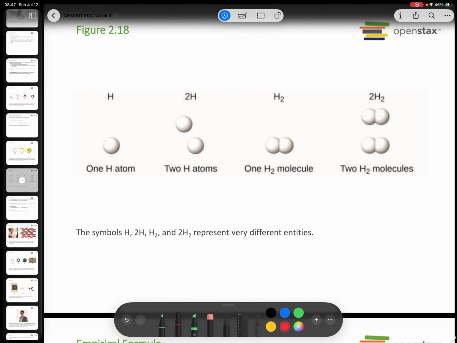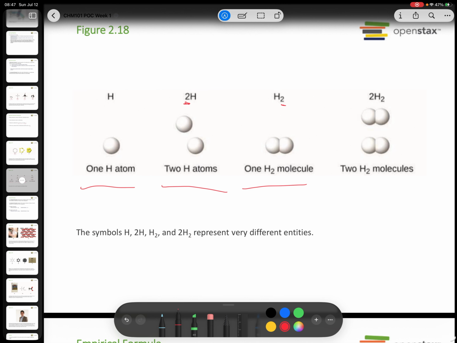Okay. So this slide is very important for symbols and formulas. H means one hydrogen atom. And 2H means two separate hydrogen atoms. But H2 means one hydrogen molecule containing two bonded hydrogen atoms. So you should be able to distinguish the difference when there is a coefficient in front or a subscript.